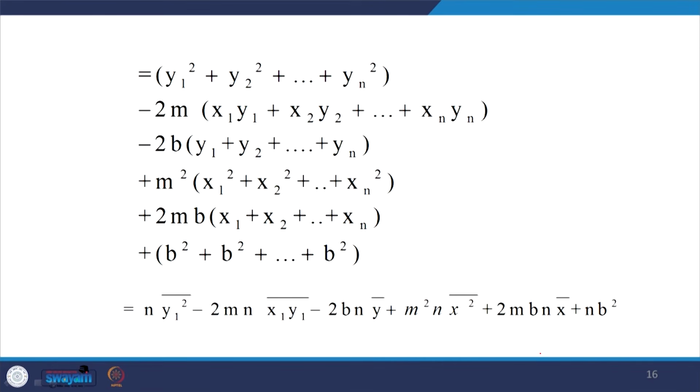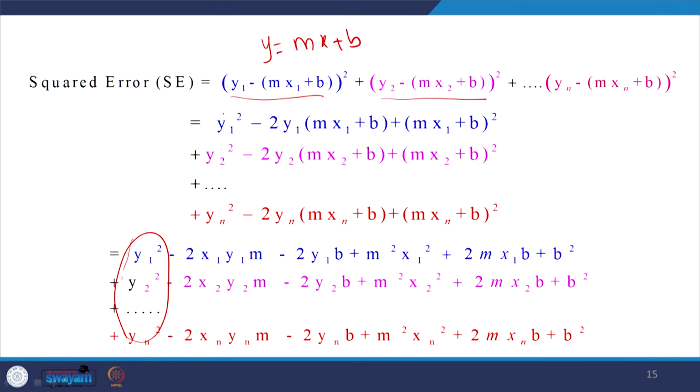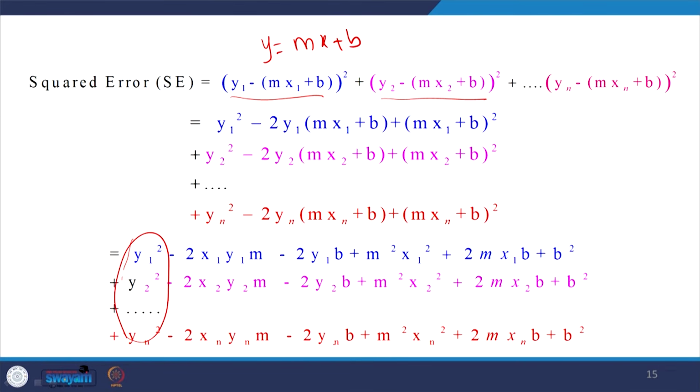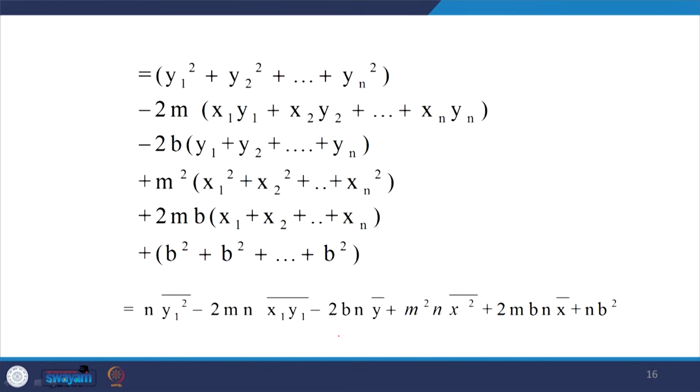So, I have grouped all the y1 square terms: y1 square plus y2 square plus up to yn square, minus 2m. As I told you previously, minus 2m is constant, so x1 y1 plus x2 y2 plus up to xn yn. If I go back, here minus 2b for the third term, minus 2b is the constant, the remaining is y1 plus y2 up to yn.